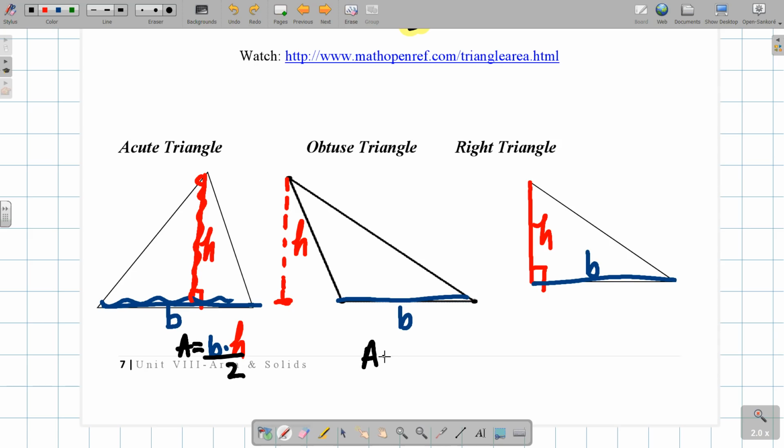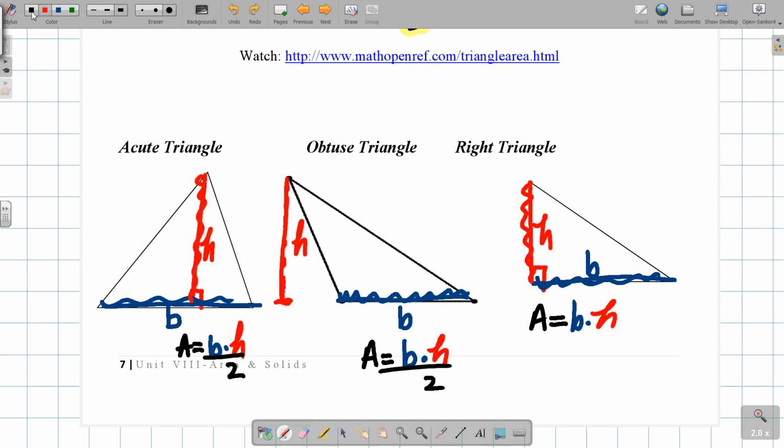For the obtuse triangle, trace with me, please. It would be that base times the outside height over 2. For a right triangle, it would be the base times the height over 2. Now there's one caveat in the right triangle especially.